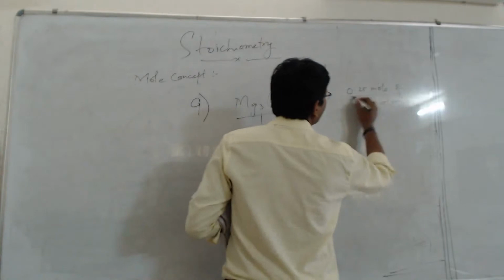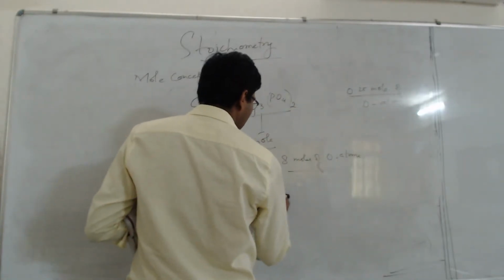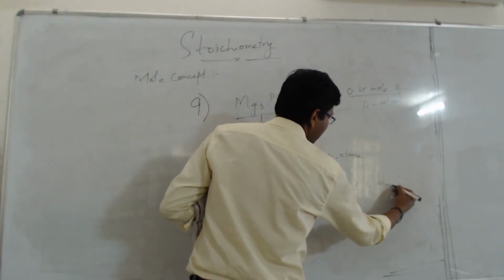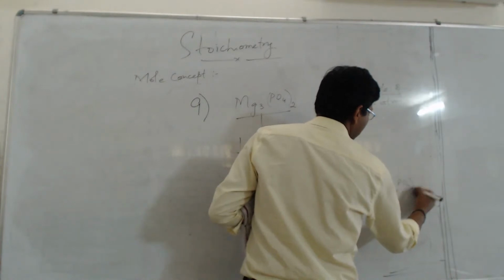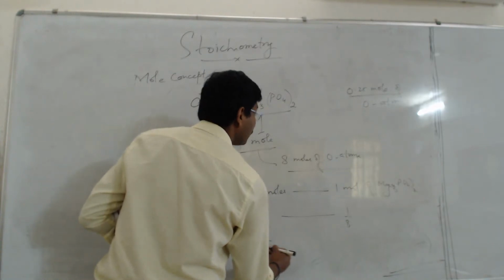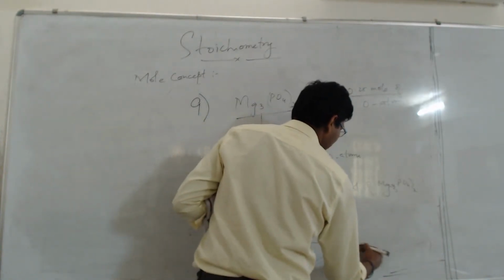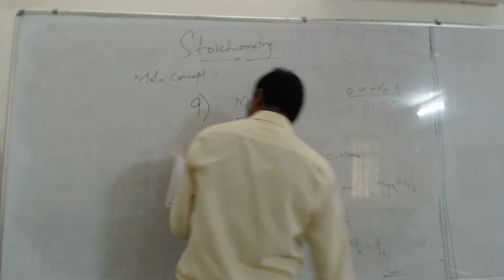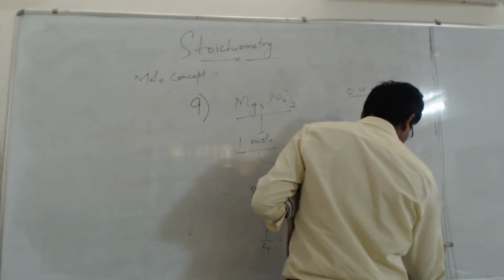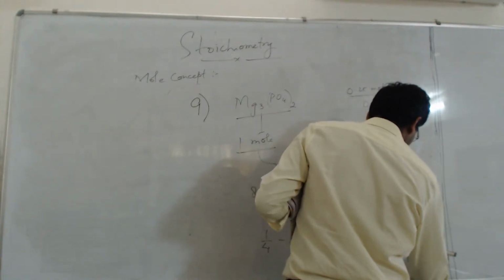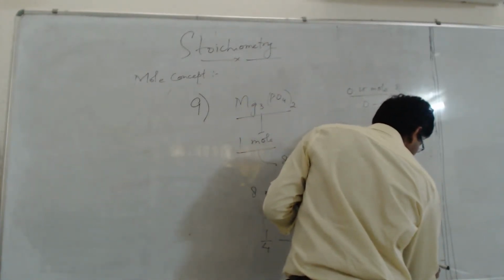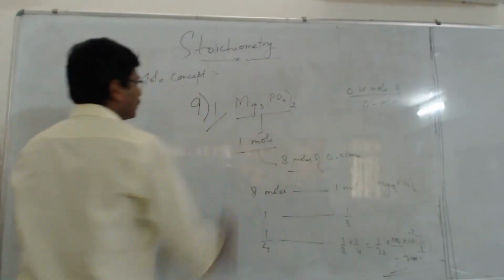They are asking for 1 by 4. So 8 moles of oxygen are present in 1 mole of magnesium phosphate. So 1 mole is present in 1 by 8. So 1 by 4 mole is present in 1 by 8 into 1 by 4. That is 1 by 32, which we can write as 3.125 into 10 to the power minus 2. So option one is the correct option for question number 9.